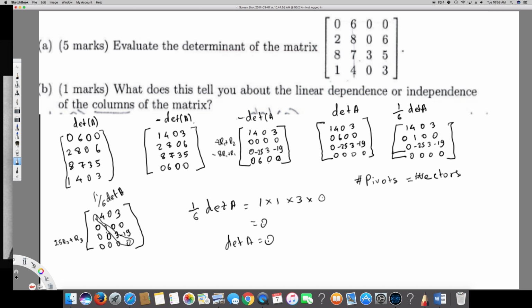It means we only have three pivots right here, and 3 is less than 4. We definitely know it's never going to be equal to 4, because we already eliminated one. Therefore the number of pivots is not equal to the number of vectors. Therefore this is not linearly independent, and therefore it's linearly dependent. So this is the final answer for this question.